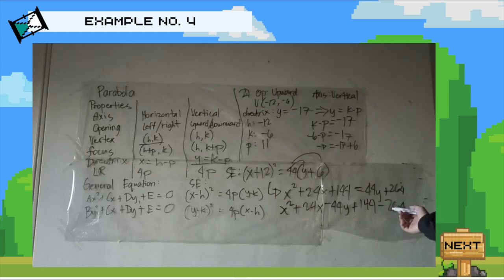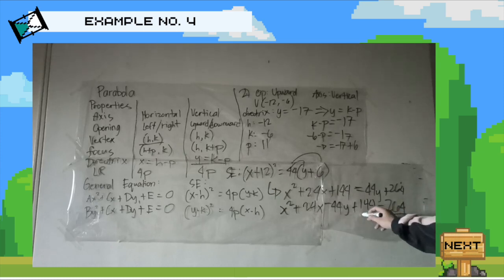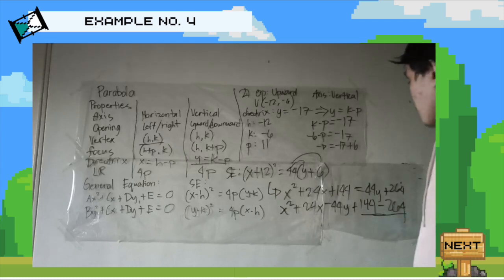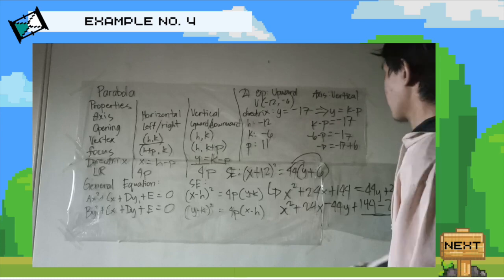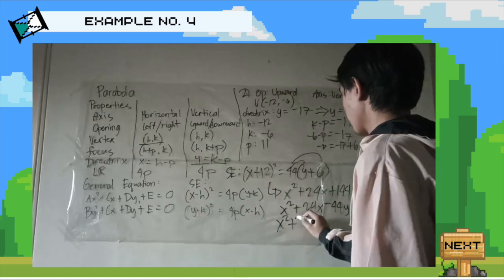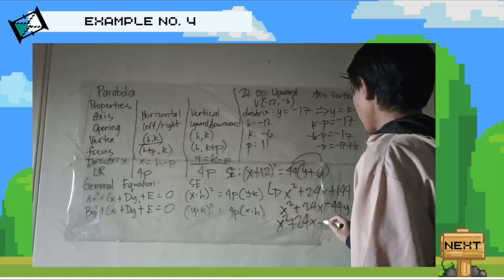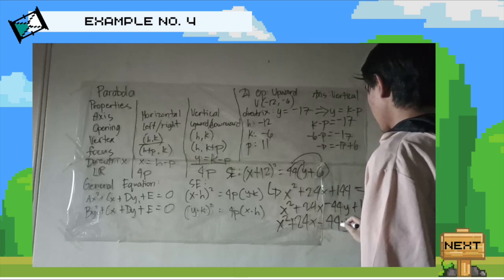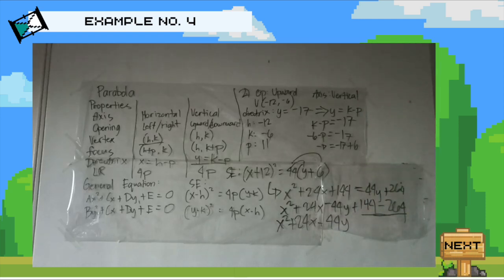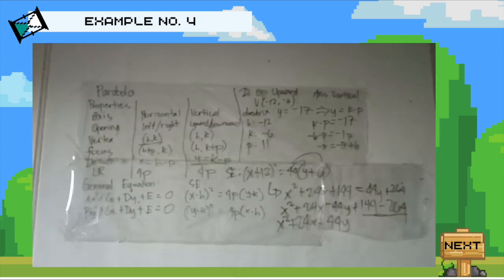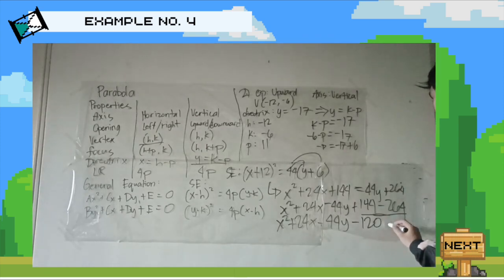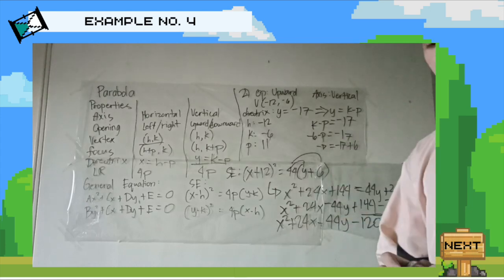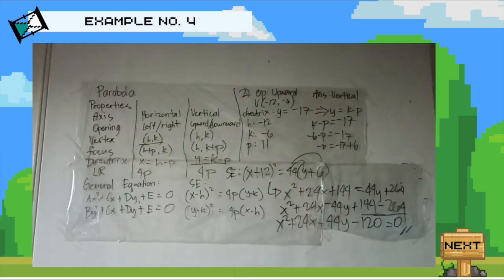Now that we have this general equation, we can still simplify these two numbers, giving us the final answer of x squared plus 24x minus 44y. 144 minus 264 is negative 120, equals 0. Therefore, this is our general equation of these given properties of a vertical parabola.